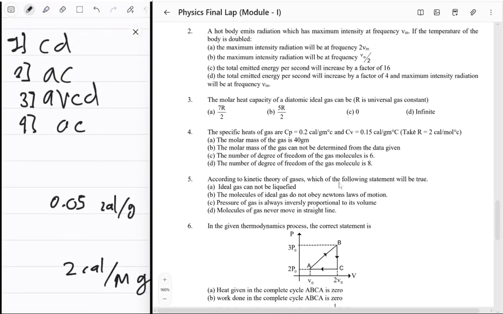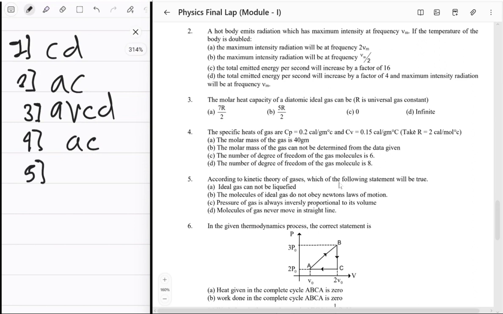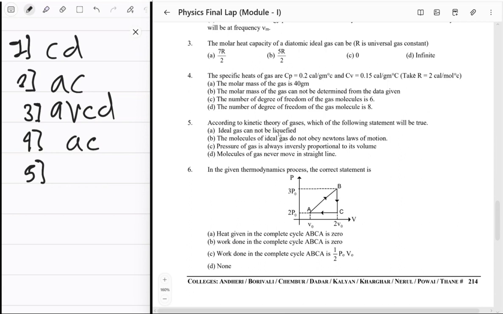Next question. Fifth. According to kinetic theory of gases, which of the following statements will be true? Ideal gas cannot be liquefied. Yeah, it has no critical point at all. So yes, I guess so, right? You cannot actually do that because it is not defined properly. I think A is correct. The molecules of ideal gas do not obey Newton's law of motion. They do obey the law of motion.